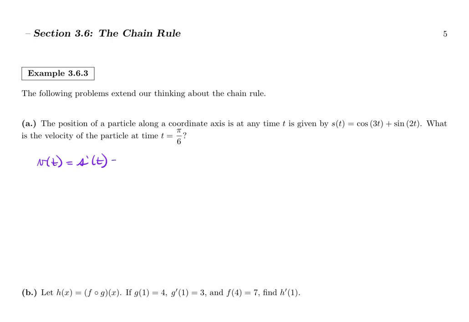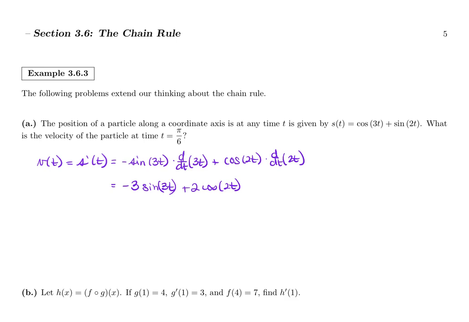So for this problem, we would look at our cosine of 3t. The derivative of cosine is negative sine of 3t times the derivative with respect to t of 3t, plus the derivative of sine is cosine of 2t times the derivative of 2t. So we end up with a negative 3 sine 3t plus a 2 cosine 2t. And what we want to know then is what is v of pi over 6.